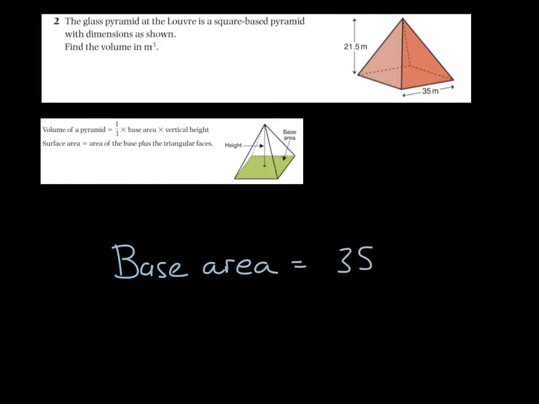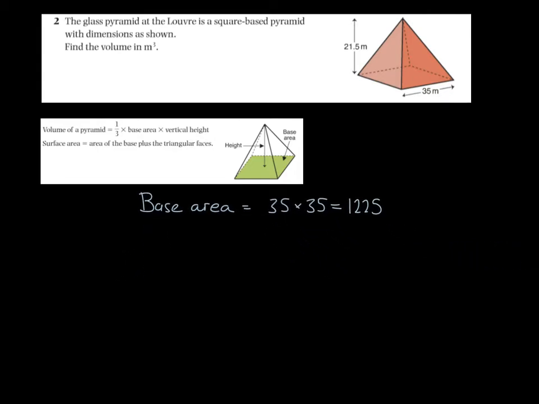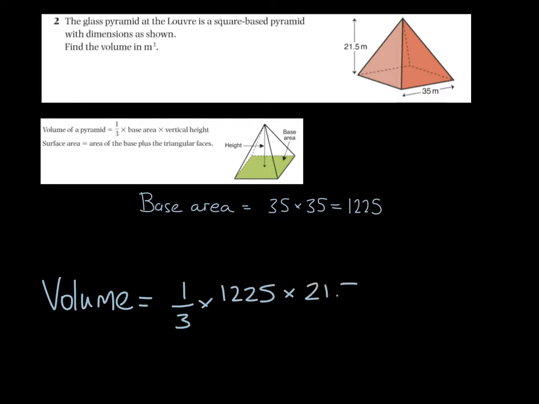Okay, so it's a square, so it's just going to be 35 times 35, and that is equal to 1,225. Okay, so we've already got our vertical height, so this is quite straightforward. The volume of our pyramid is going to be a third multiplied by the base area multiplied by the vertical height. So we've got a third multiplied by 1,225 multiplied by 21.5. And stick all that into your calculator and you get your answer.